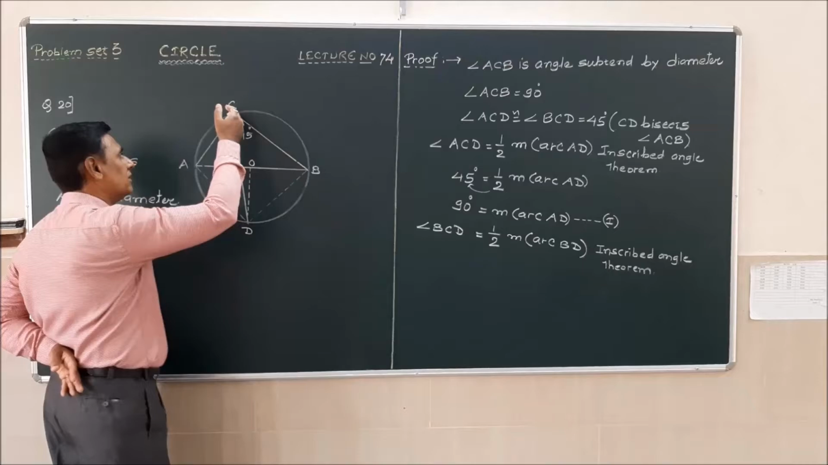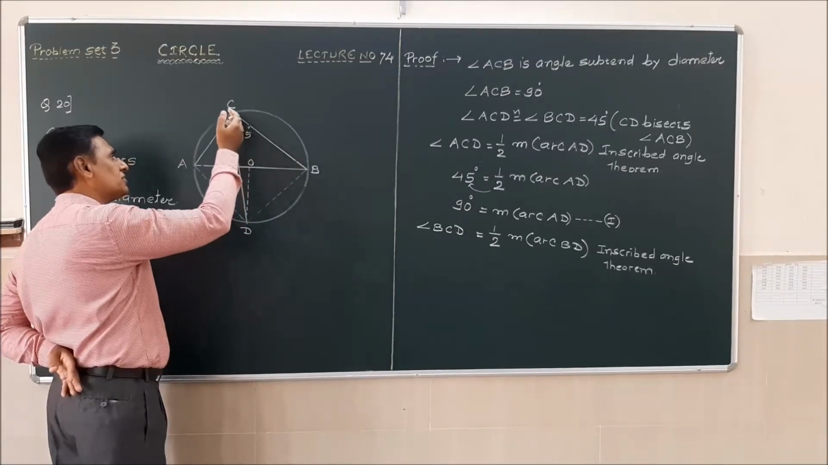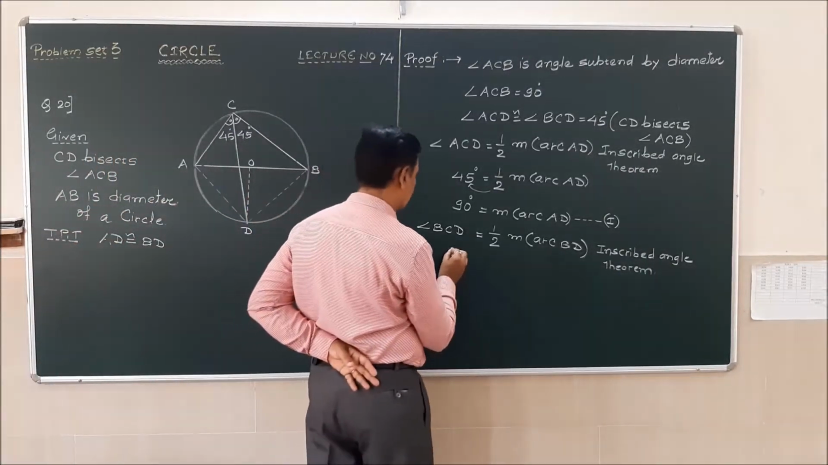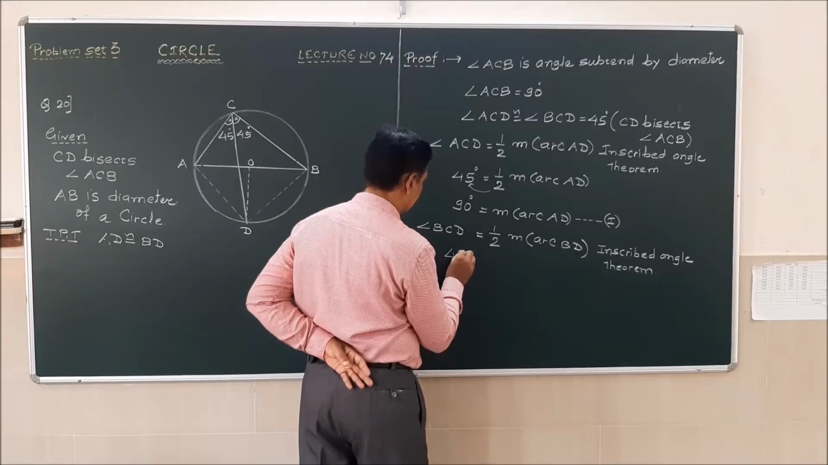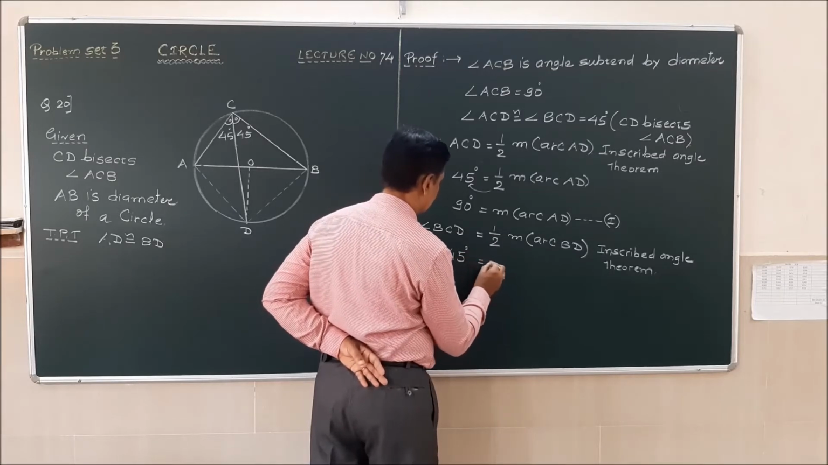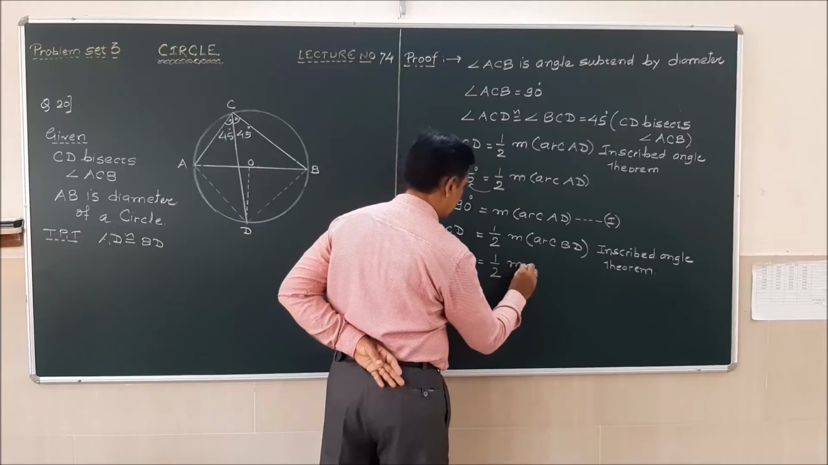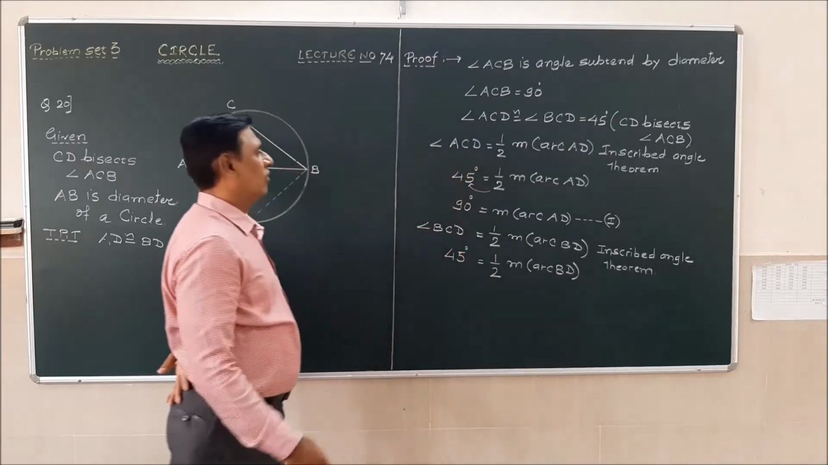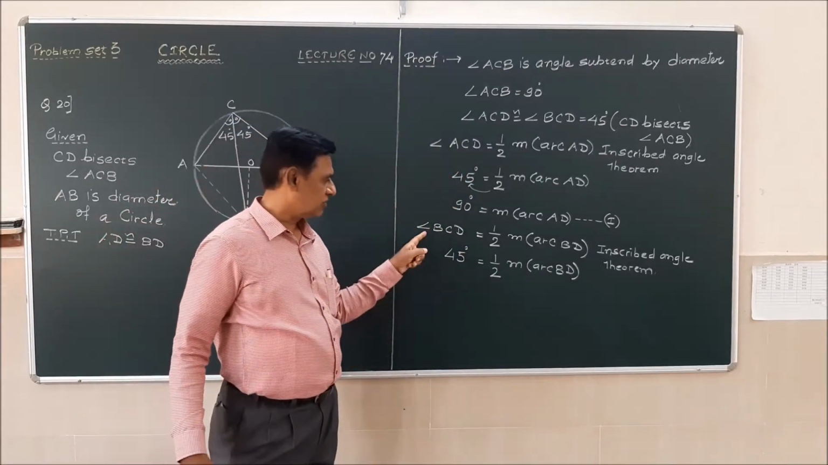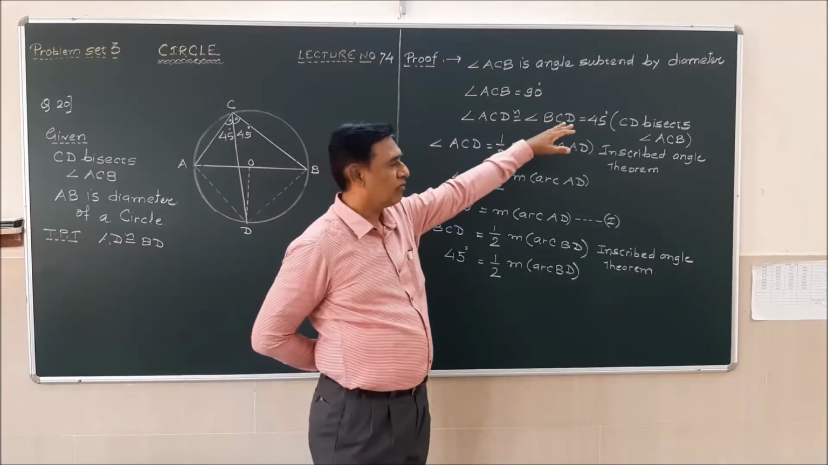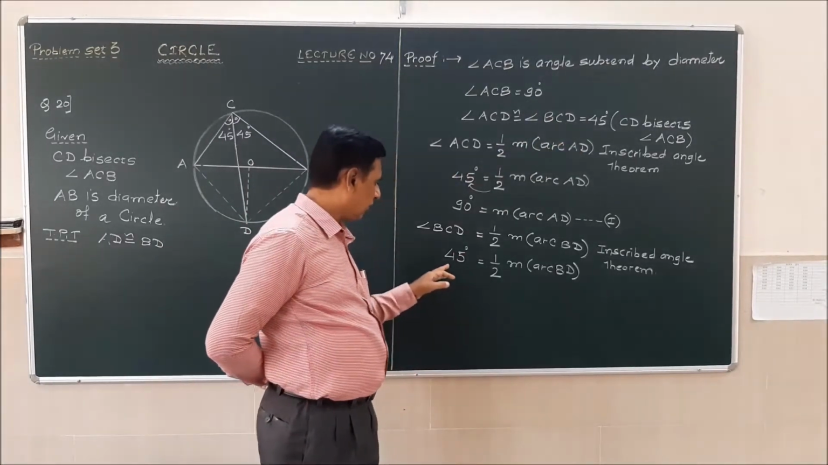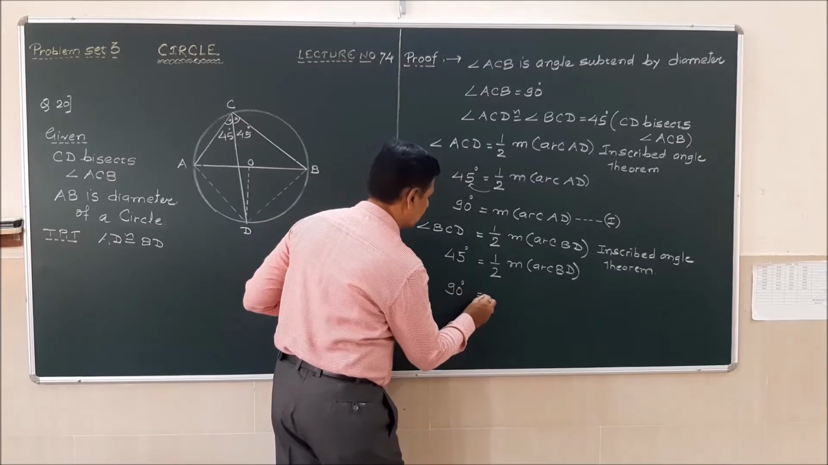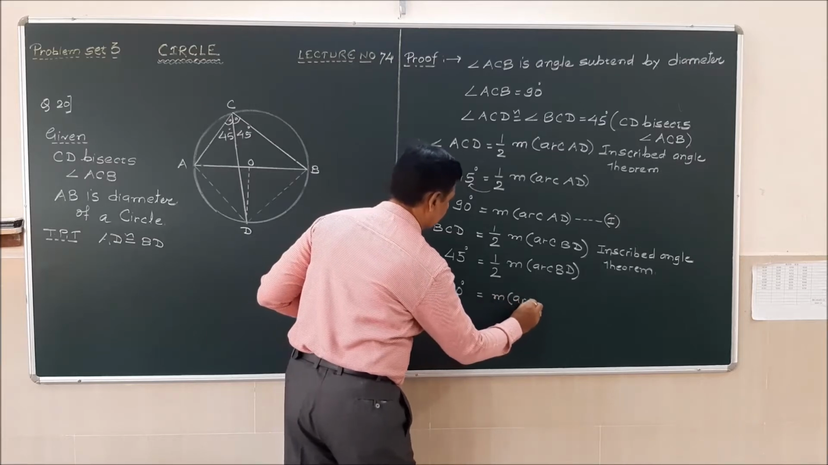Now what is the measure of BCD? If you look at the figure, you will notice the measure of BCD is also 45. So 45 degrees is equal to half the measure of BD, because the measure of BCD is 45. We have already proved it. Now 2 times 45 is 90, so 90 is equal to the measure of arc BD.